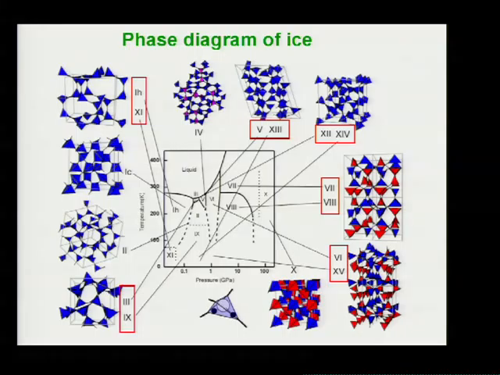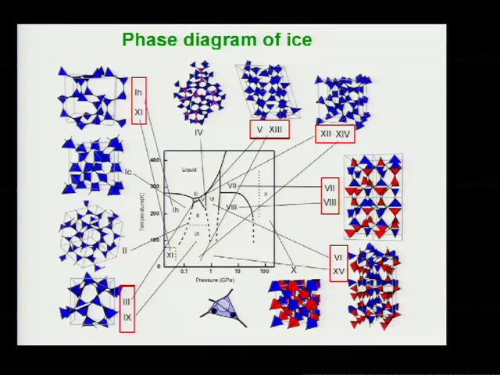So this is a phase diagram of ice. As you can see, the phase diagram of ice is very rich. Up to now, 16 crystalline phases have been identified experimentally. One of the main reasons for this complex phase diagram is order-disorder transition in the hydrogen sublattice.